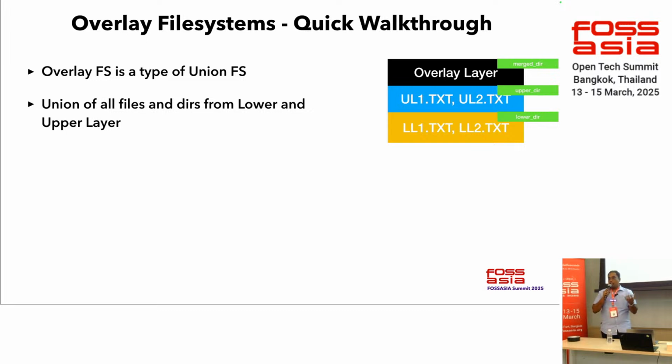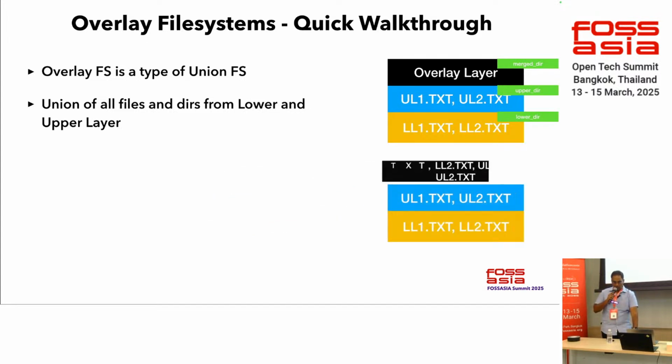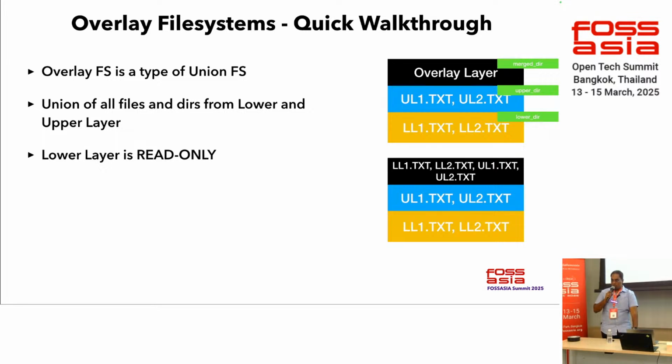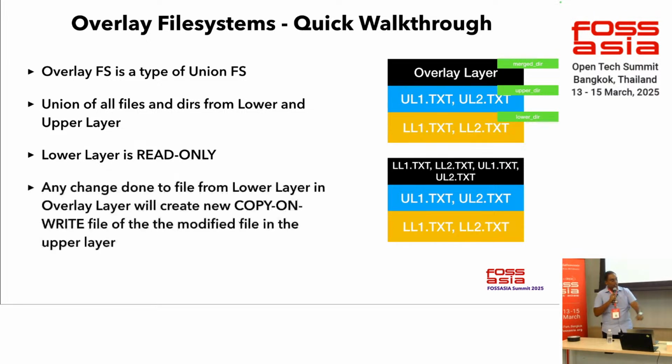So what the overlay file system helps you do is give a union of all the files from the lower and the upper layer. Okay, so this is going to be the final look of how your overlay file system will be, which is a union of all the files. That's ll1.txt, ll2.txt, ul1.txt, ul2.txt. Everyone with me? This is okay?